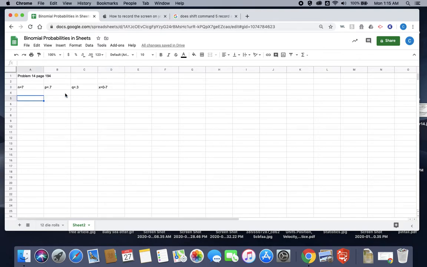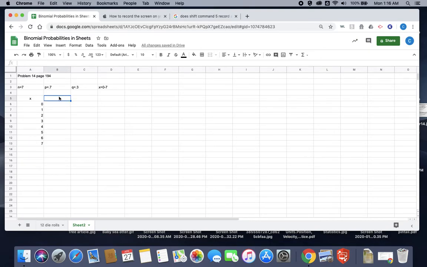So the binomial probability equation can be broken down into 3 parts. So I'm going to create some columns here. First one we're going to create is our X values. And to keep it clean, we're going to center that. So we said our X values can be anything from 0 through 7. So there's all our X values.